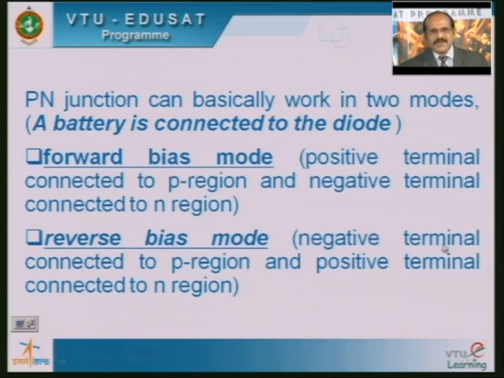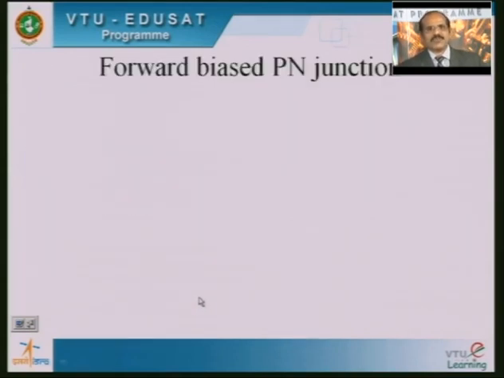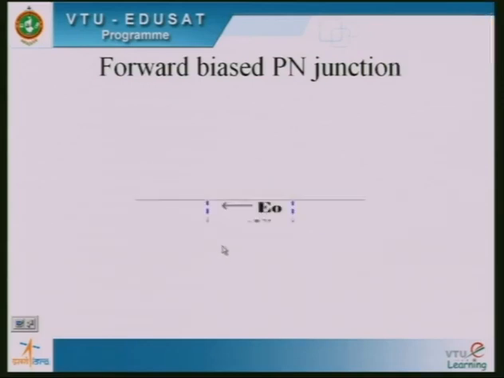If the negative terminal of the battery is connected to the P region and the positive terminal to the N region, then the semiconductor diode will be in reverse bias mode. Let us look into the details of the forward bias PN junction.